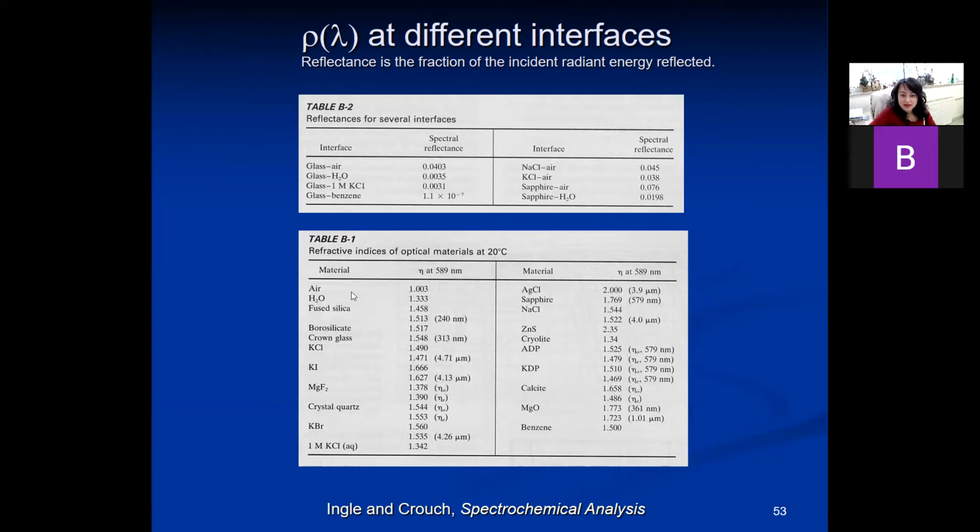Let's look at glass and air. Air has a 1.003 refractive index. And what about glass? There is silica glass, for example, borosilicate, another type of glass, and crown glass. Here, there is a difference between the refractive indexes, so reflection should occur here. Crystal quartz, magnesium chloride, potassium iodide, potassium bromide, silver chloride, calcite, benzene, etc. These are good examples.